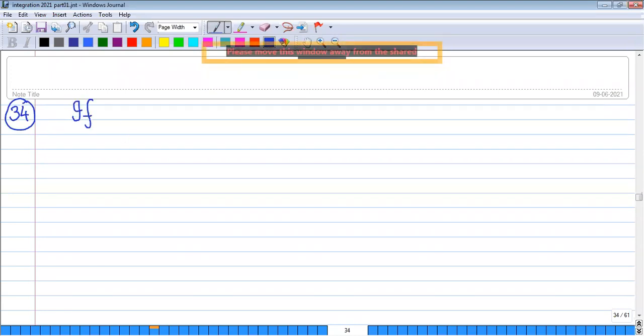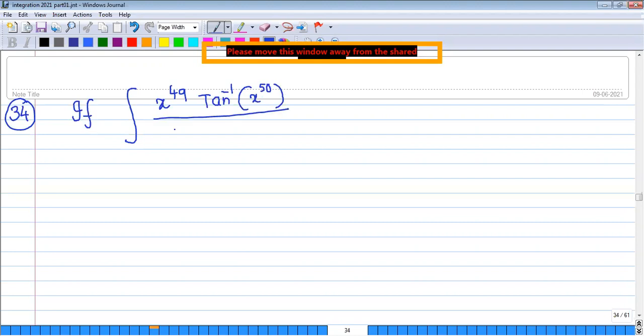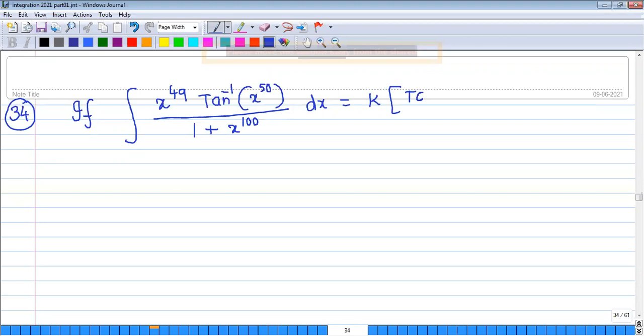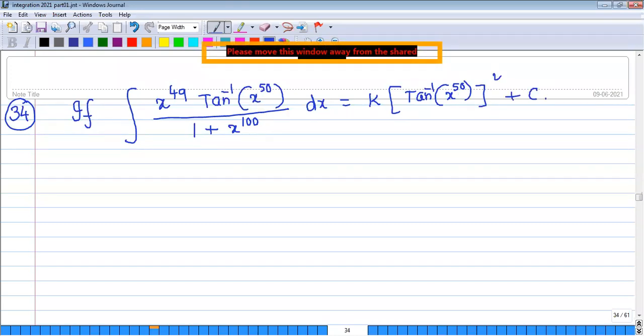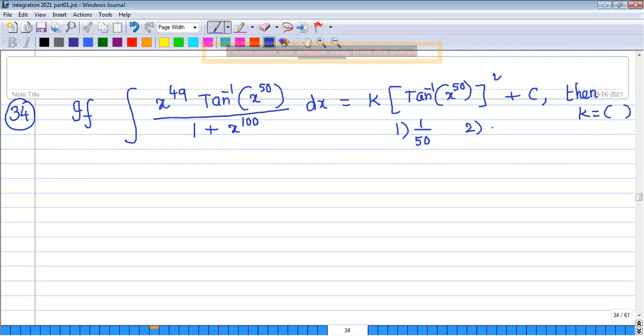If integral x to the power of 49 times tan inverse of x to the power of 50 upon 1 plus x to the power of 100 dx equals k times tan inverse x to the power of 50 whole square plus c, then k equals to: first option 1 upon 50, second option minus 1 upon 50, third one is 1 upon 100, fourth one minus 1 upon 100.